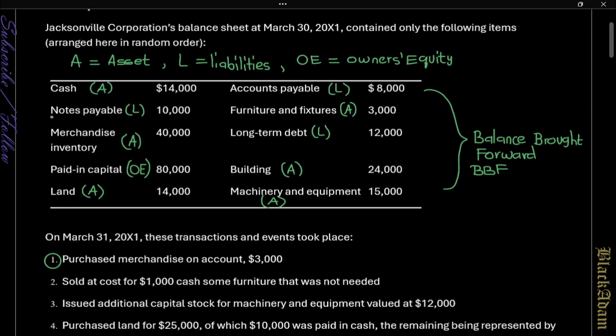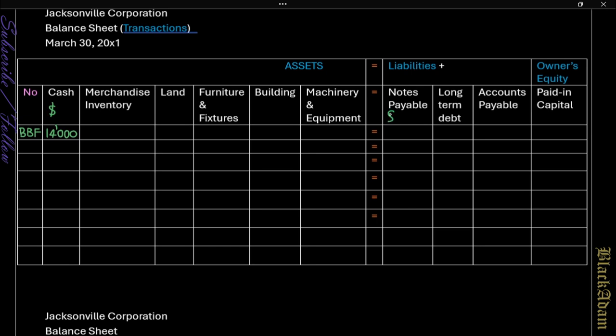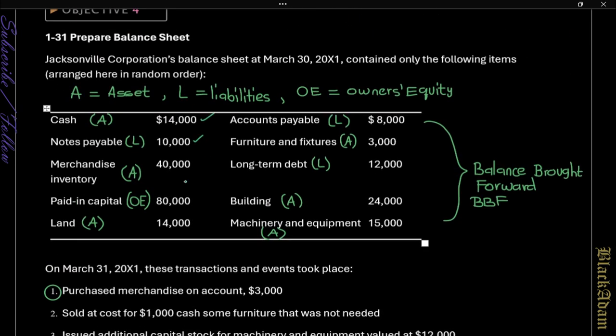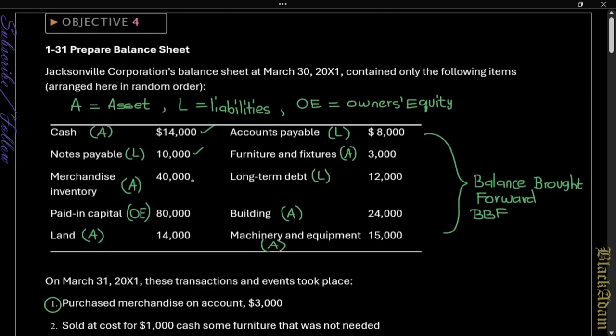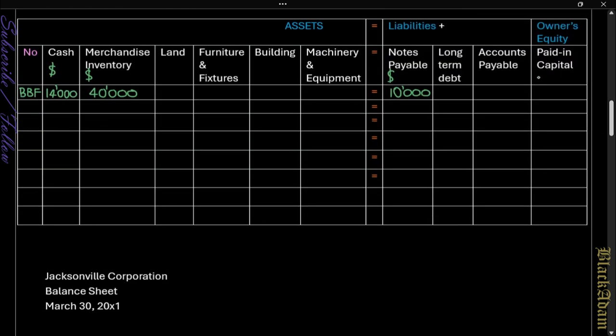And then next we go for notes payable. Remember, it's not in any particular order. So notes payable, we have it in liability, in dollars, and the amount is 10,000. And then we have merchandise inventory, that's 40,000, an asset. And then we have paid-in capital, or OE, paid as shares, so that's 80,000 there, paid-in capital.